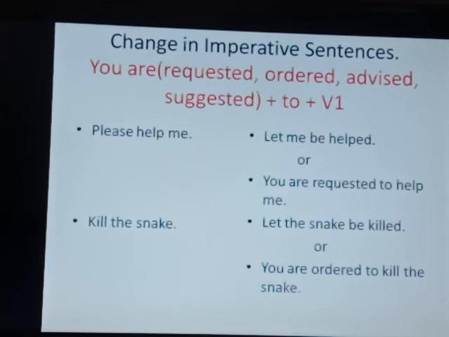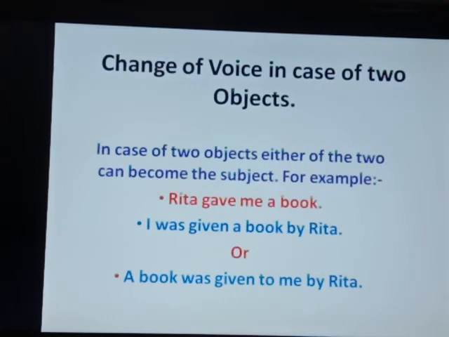Now I will teach you the change of voice in case of two objects. If two objects are already given, then how do we change those kinds of sentences? In case of two objects, either of the two can become the subject. For example, the first example is, Rita gave me a book. So here two objects are there, direct and indirect. Me is the indirect object, a book is the direct object.